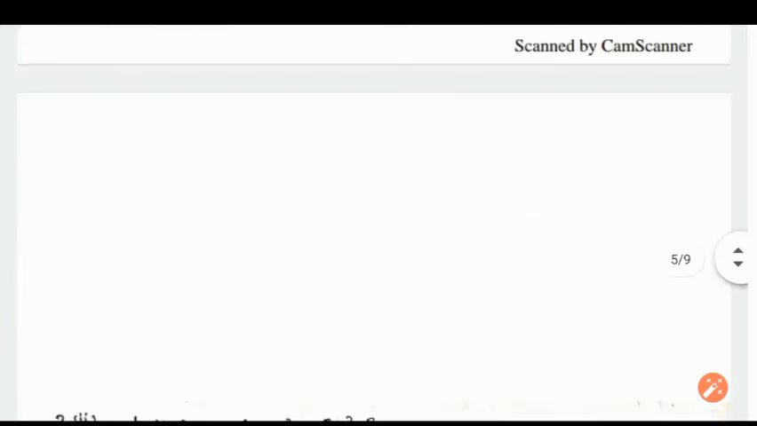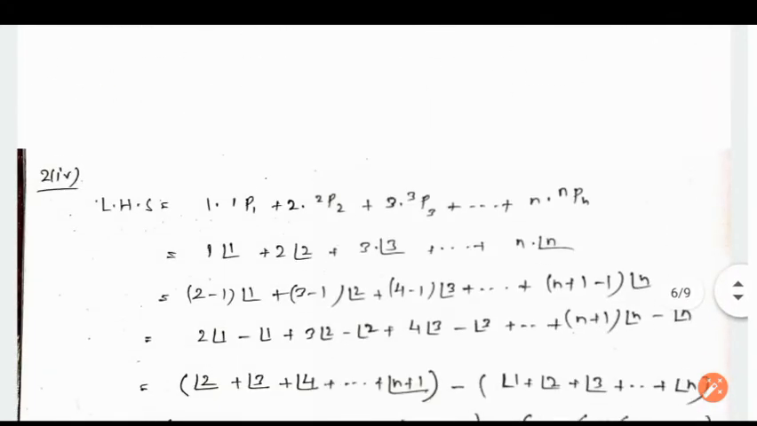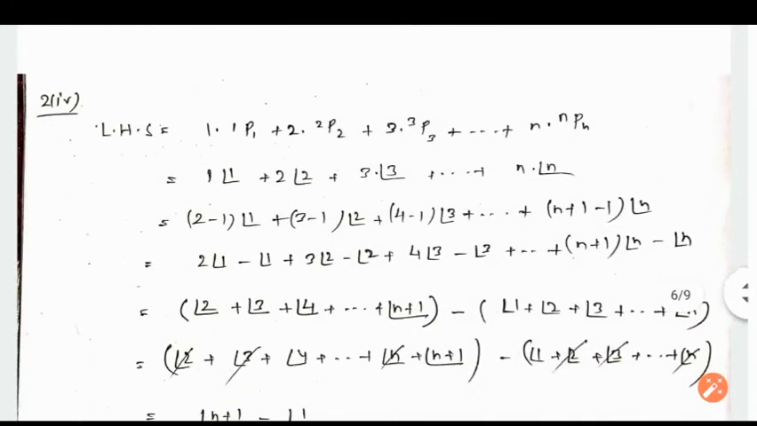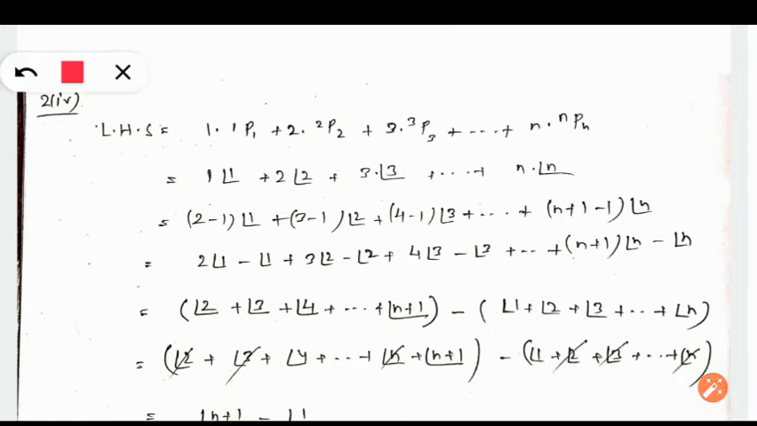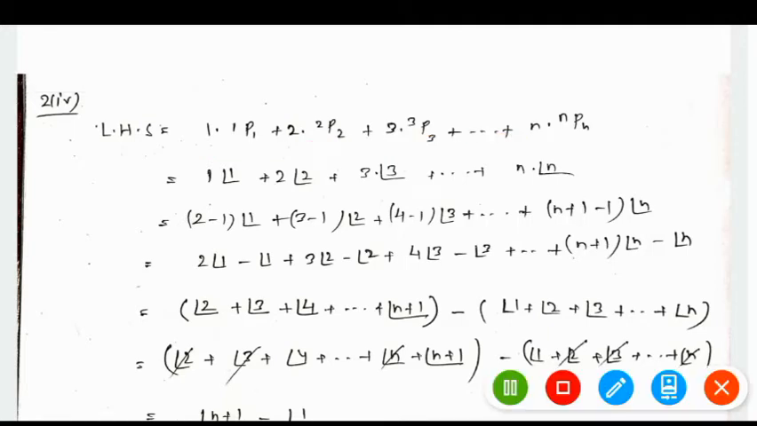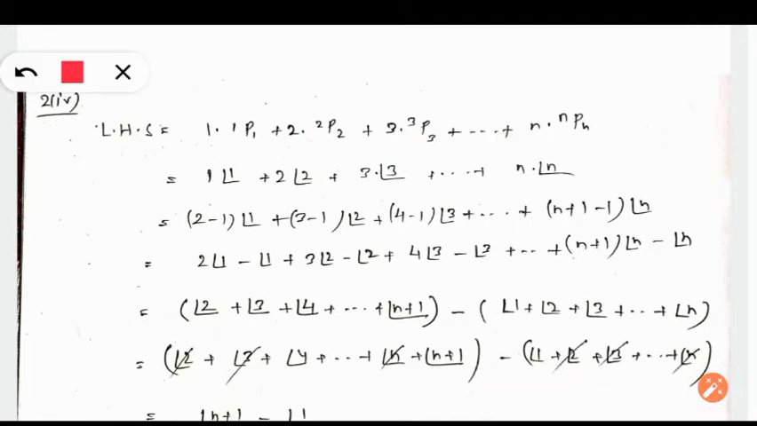So let's do that question. This is the LHS, left hand side. I have written the LHS. In the next step, I have just shown you in the note what is the value of npn. The value of npn is n factorial. Similarly, what will be the value of 1p1? 1 factorial, 2p2, 2 factorial, 3p3, 3 factorial. So I have written that. Okay, so I got this step.